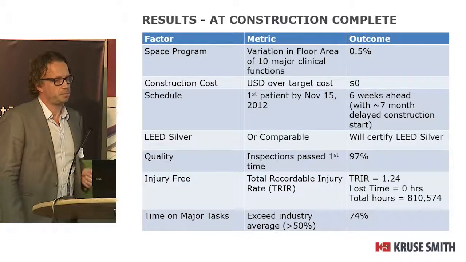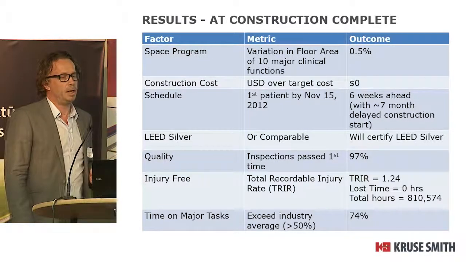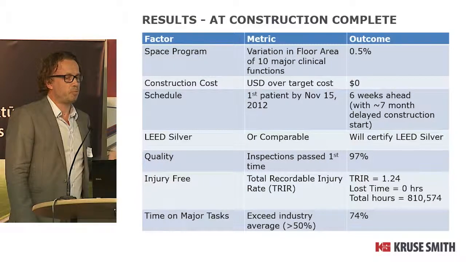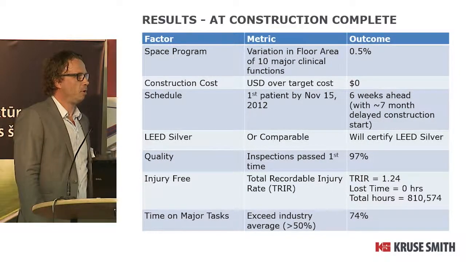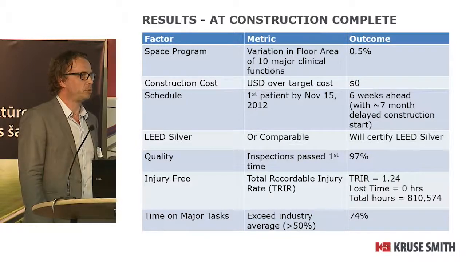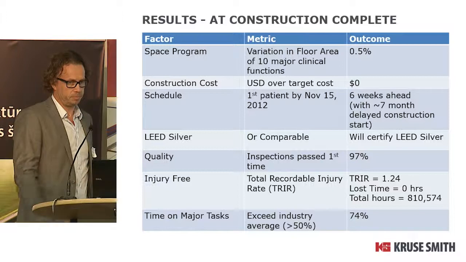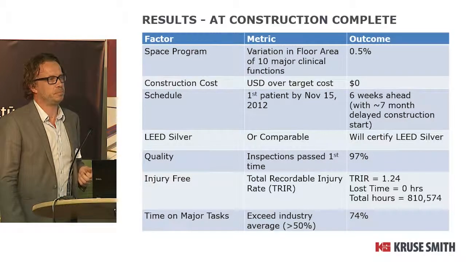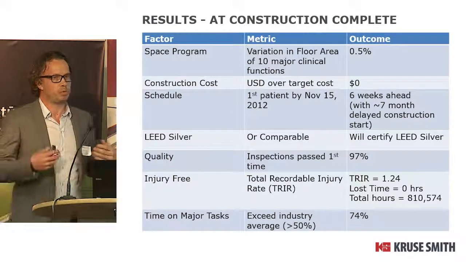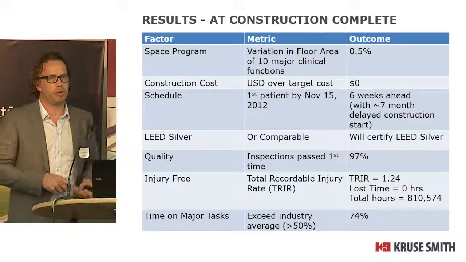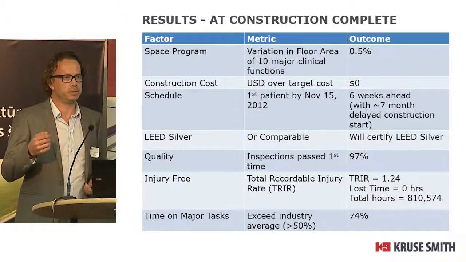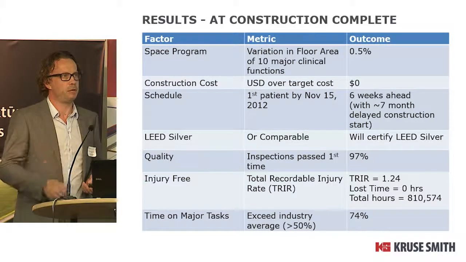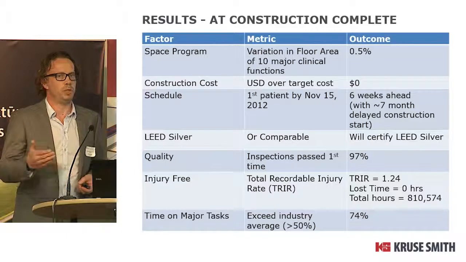They qualified for LEED Silver. They had no injuries, and they exceeded the time on work tasks by the major trades by 74%. Pretty amazing figures. When we came home and told our managers that this is possible, imagine what that will do to the market situation. If you are competing with a general contractor that builds 30% faster than you, what will that do to the market?